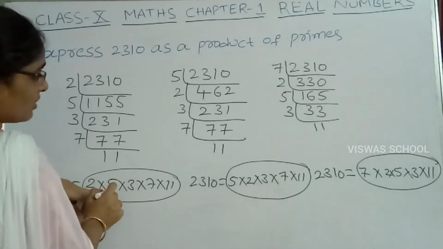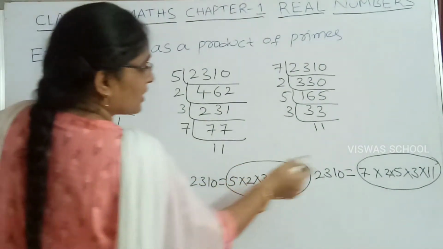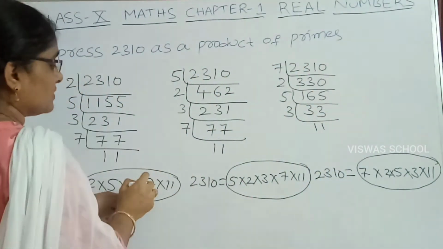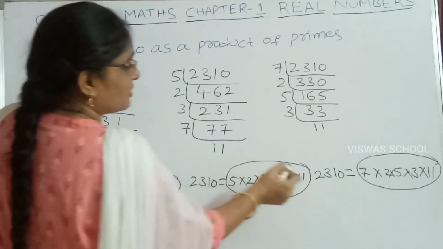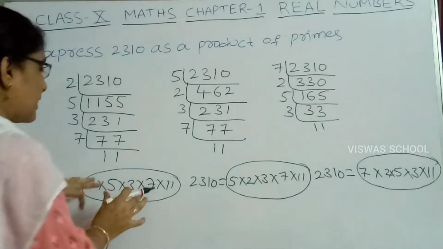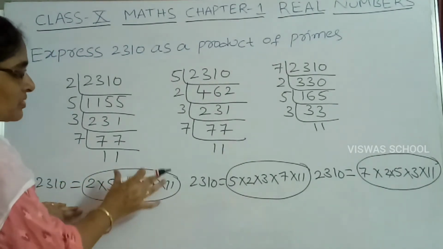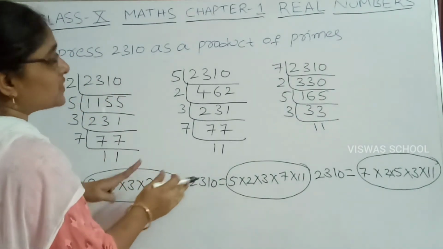In the same way, 5, 5, 5. And next one is 3, 3 and 3. And next one is 7, 7 and 7. And next one is 11, 11 and 11. But the only thing here is that the prime factors are the same, but the order is different.